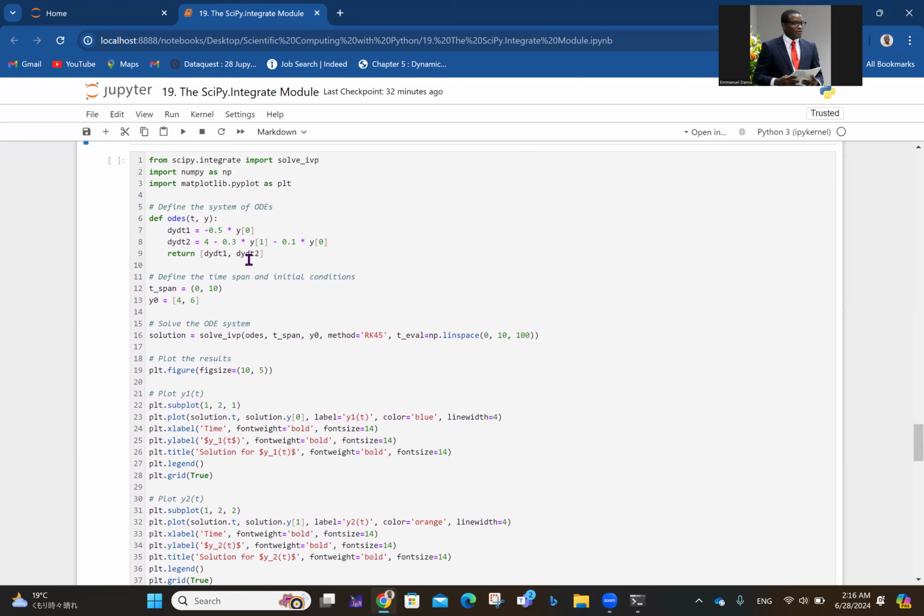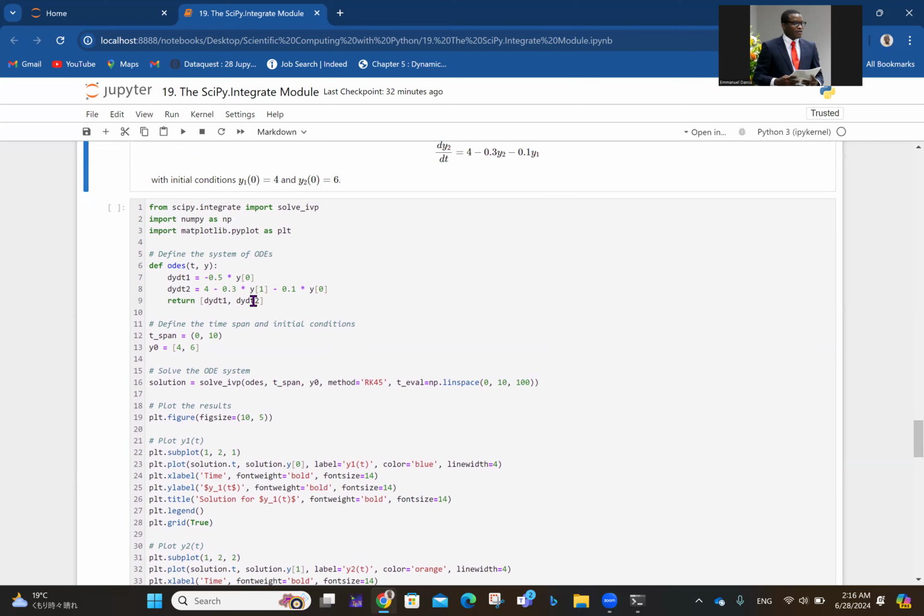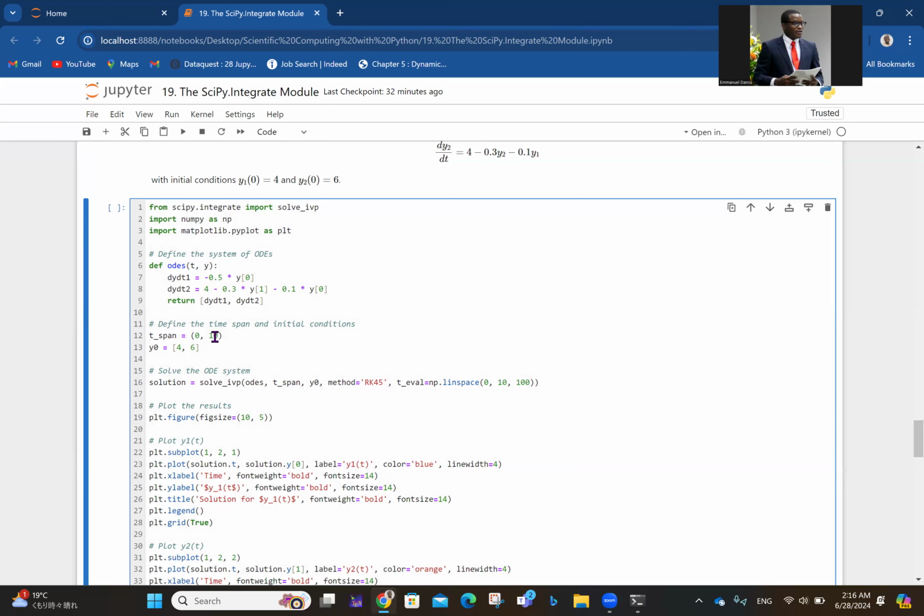And then, of course, you define the system of equations. So here we have only 2. For y1, we have y[0]. For y2, we have y[1], and all of that goes in lines 7, 8, 9. So you need the function to return dy1/dt and dy2/dt. If you have more than 2, you just keep defining them as you go on. Then, of course, you need the time span. Do you want it from 0 to 10? You can always change the time span to see what happens to the system.